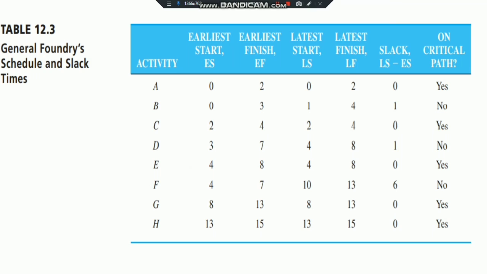Activity B, for example, has 1 week of slack time, since late start minus early start, which is 1 minus 0, is equal to 1. Similarly, late finish minus early finish, which is 4 minus 3, is equal to 1. This means that it can be delayed up to 1 week without causing the project to run any longer than expected. On the other hand, activities A, C, E, G, and H have no slack time. This means that none of them can be delayed without delaying the entire project, and these are what we call critical activities, and they are said to be on the critical path.